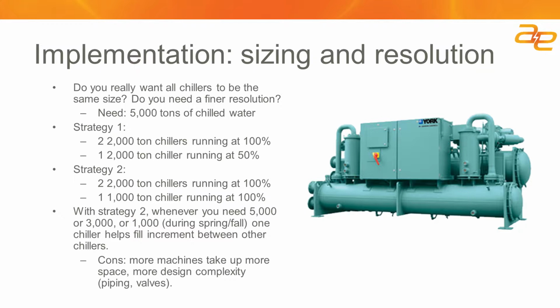But another nice thing about having a smaller chiller, which could be considered your trim chiller, is that when you run at 3,000 or maybe even 1,000 tons, so let's say you're running during the winter or the fall or early spring, you may be able to address partial load conditions in a more cost-effective manner. And there are considerations. When you have more machines, you take up more space and you require more complexity in terms of the piping and potentially the instrumentation that's required to measure things such as flow rates and temperatures.